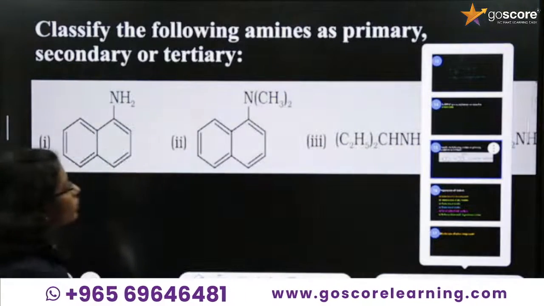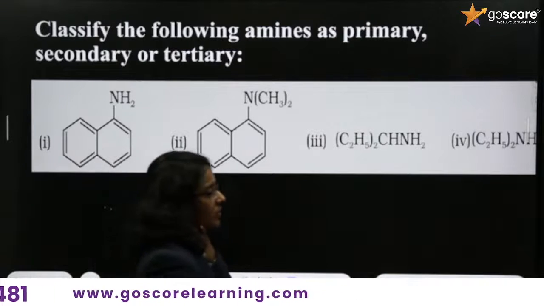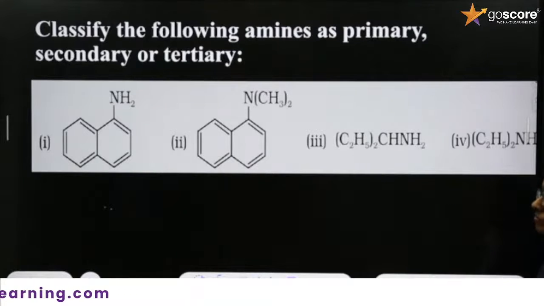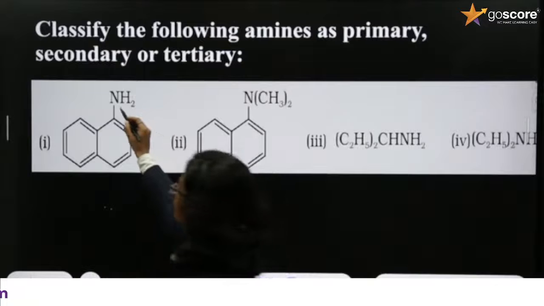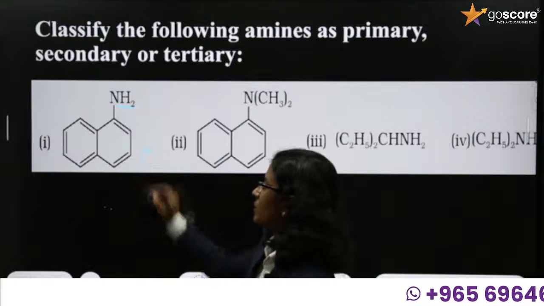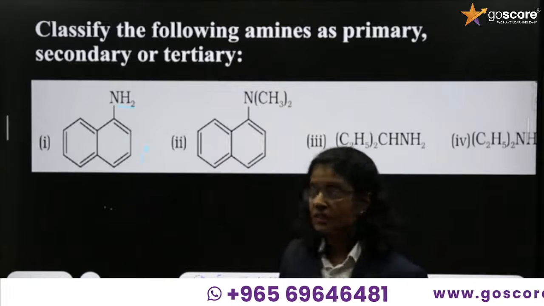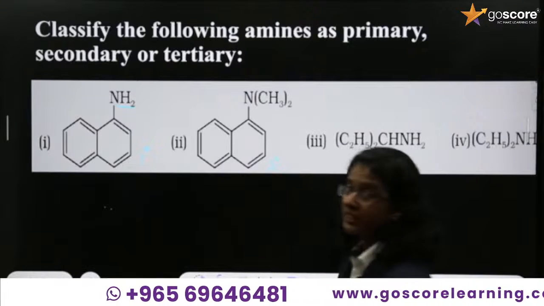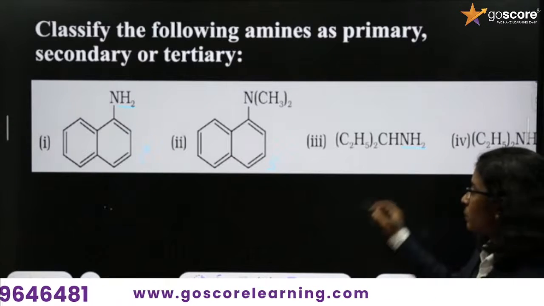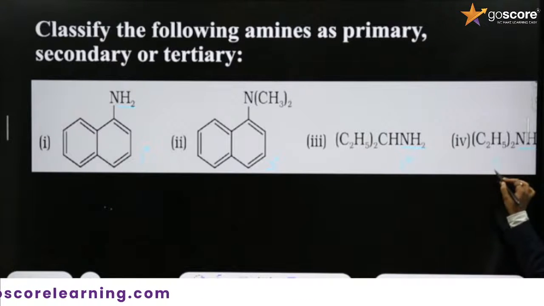If it is clear for you, tell me which one is the primary, which one is the secondary, tertiary, classify them as primary, secondary, tertiary amine. In the first, you can see that the nitrogen is attached to two hydrogens, so it will be primary amine. Here you can see there is no hydrogen atom, then you can say it is tertiary amine, 3-degree amine. Here it is NH2, so it is primary amine. And here it is NH, so it is secondary amine.